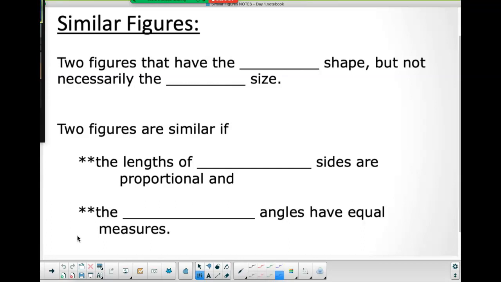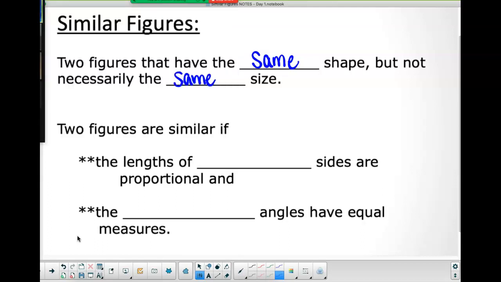Similar figures: two figures that have the same shape, but not necessarily the same size. So in order for two figures to be similar, they have to have the same exact shape, but not necessarily the same size.